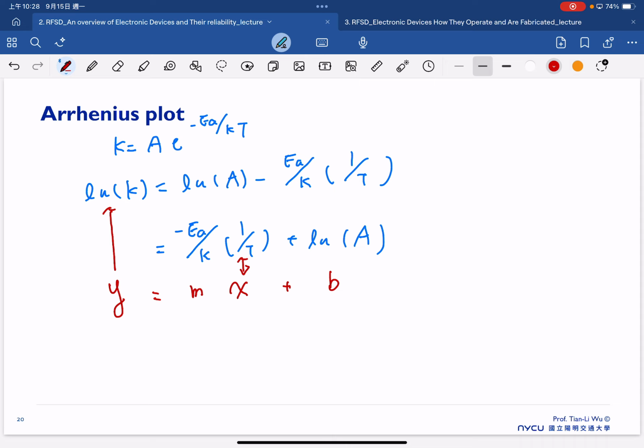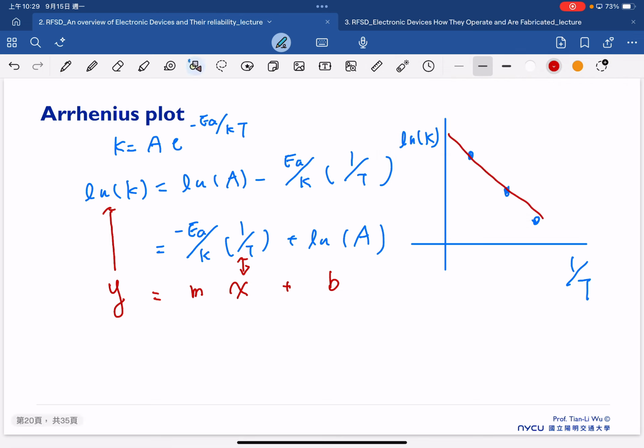That's why if you are asked to do some reliability testing, you will very often see that when we try to extract the activation energy, we plot what we call the Arrhenius plot, where the y-axis is the natural log of k and the x-axis is 1 over T. If you conduct the whole process with three different temperatures, you get three points. Then just do a simple linear fitting, and you get a slope, which is minus EA over k.